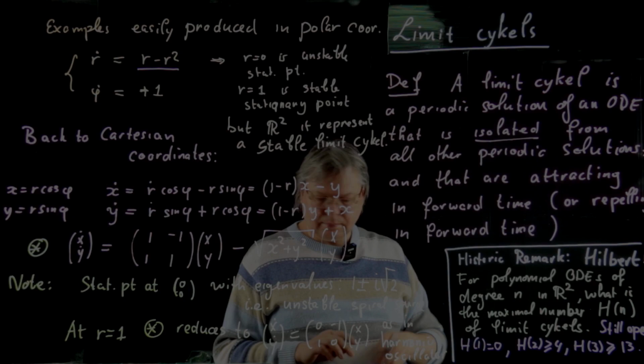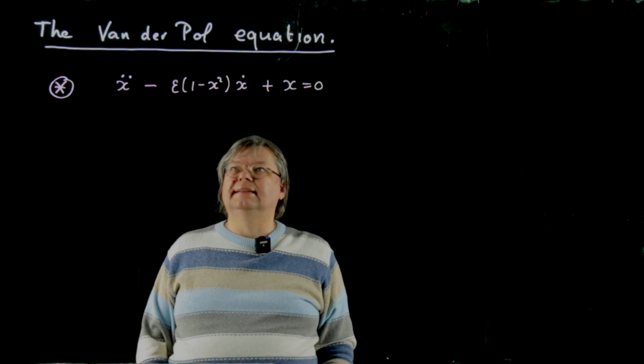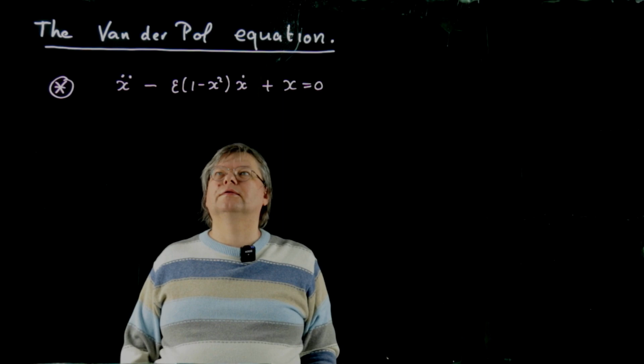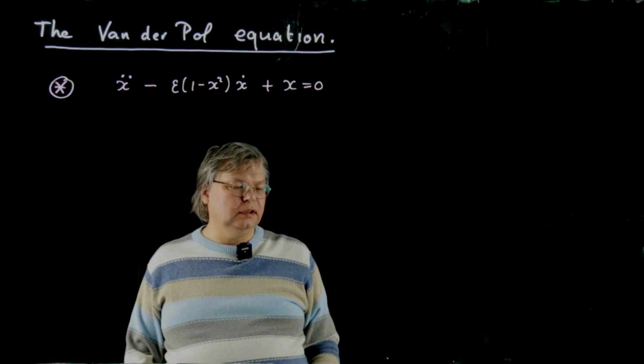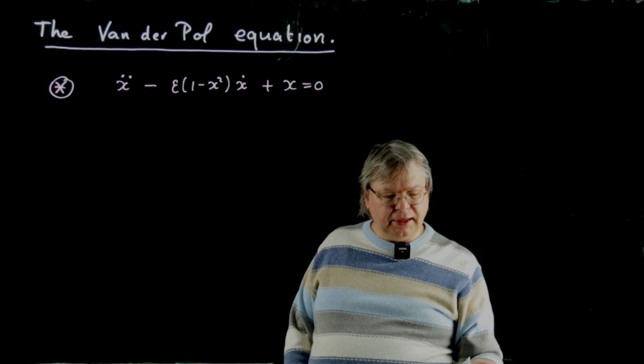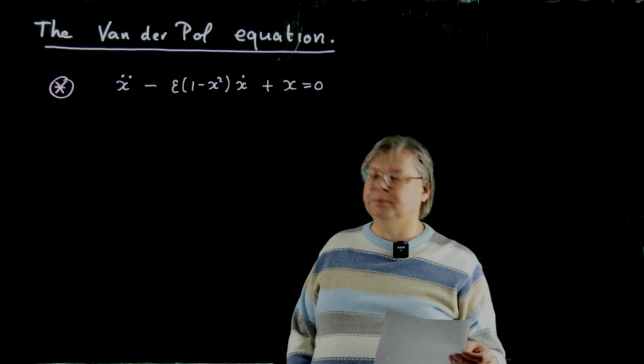So let's start to look at the van der Pol equation. Balthasar van der Pol was a Dutch electrical engineer who worked for Philips Labs between the wars, and he was involved in developing vacuum tubes and transistors. Anything that the pioneering radio engineers needed to do. And later he was professor in Delft.